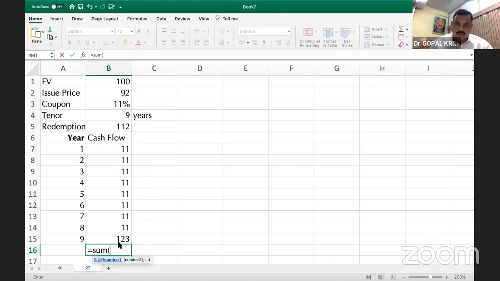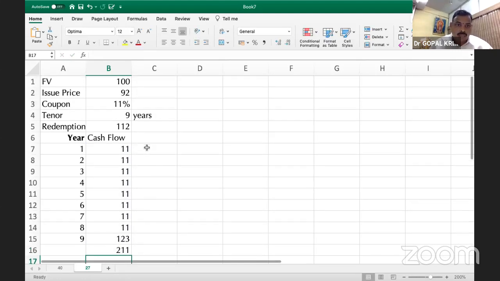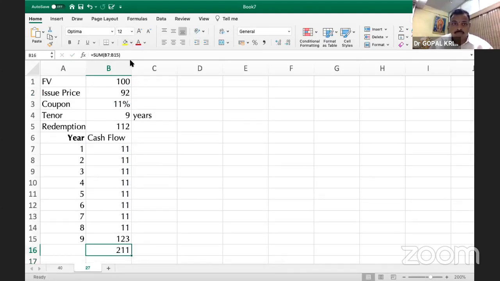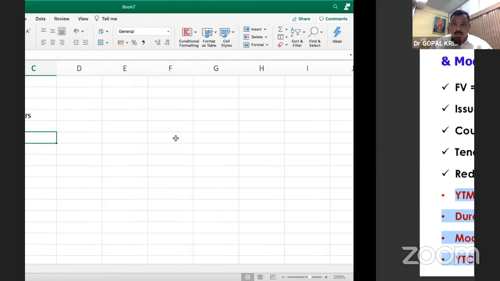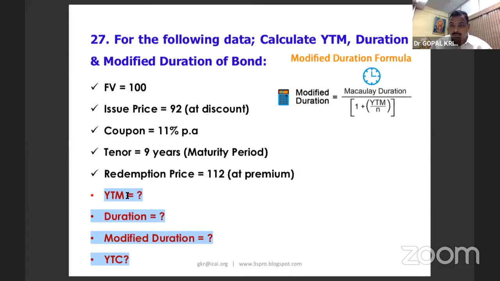So you will get how much money if you invest today? If you invest today 92, you are going to get 211. Okay. So you will get 211 after 9 years. Okay. And every year you will get 11 rupees and 112 rupees at the end. So now what is the question? You have to find YTM. So what is the yield?